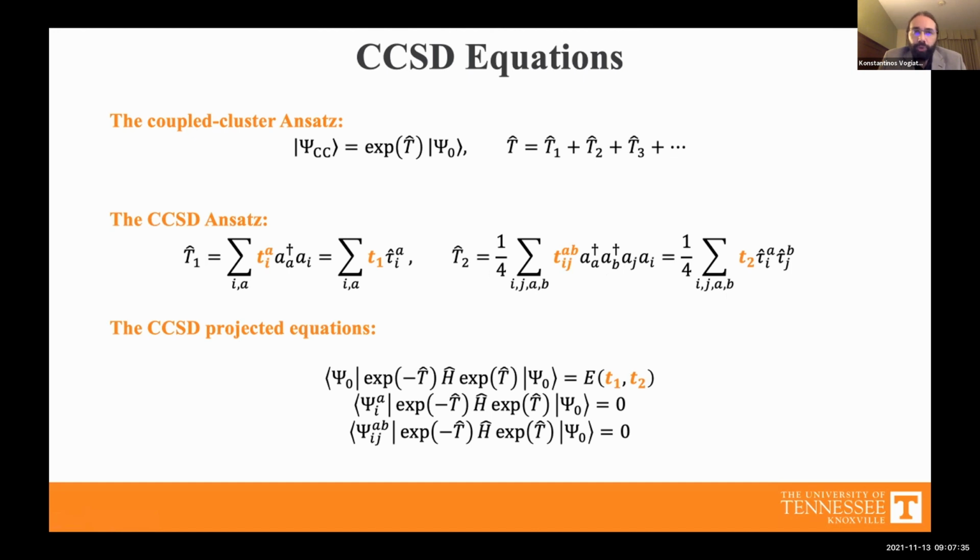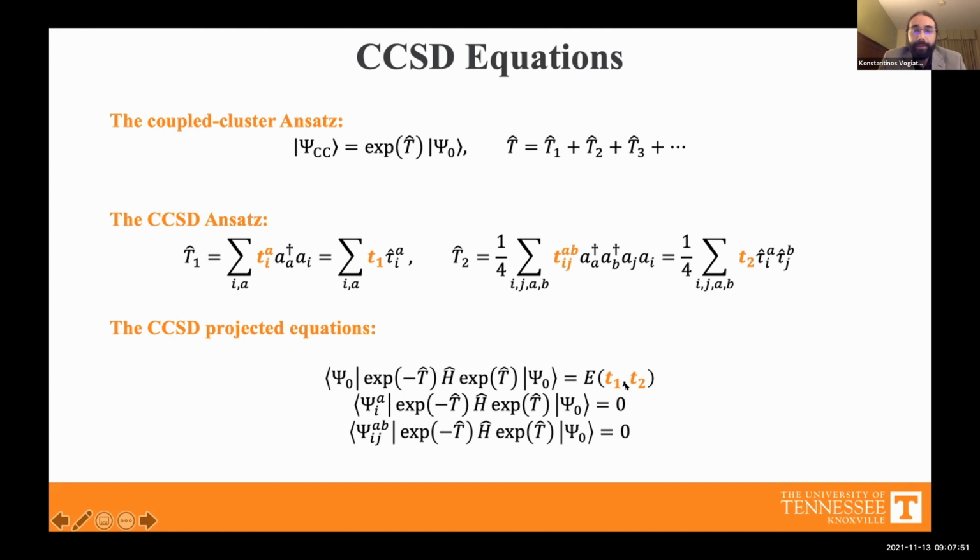So in order to solve this problem, what we do, we form a set of projected equations where we compute the energy, which is now a function of the T1 and the T2 amplitudes, by projecting the equation with respect to the zeroth order wave function.